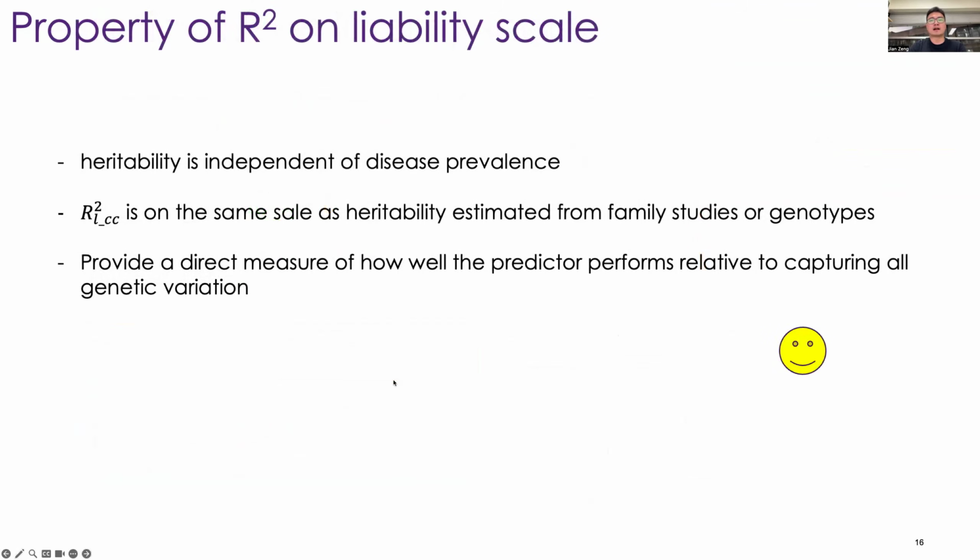So why is liability scale R square useful? Well, it has a nice property that the heritability is independent of the disease prevalence. And once we map this prediction R square to the liability scale, we can directly compare it to the heritability estimate from the family studies or from using the genotypes. And this provides a direct measure of how well the predictor performs relative to capturing all genetic variation. This makes it one of the most interpretable metrics for disease prediction.